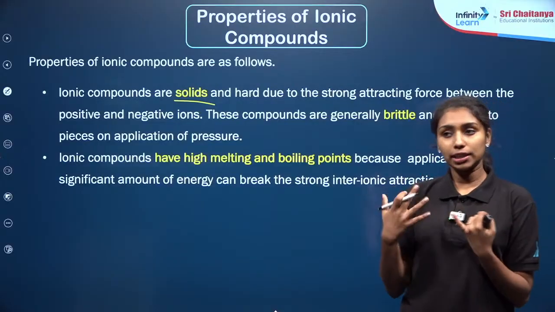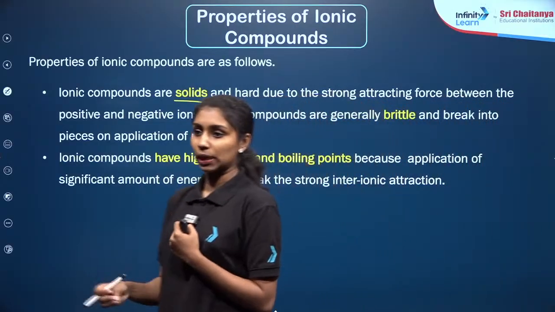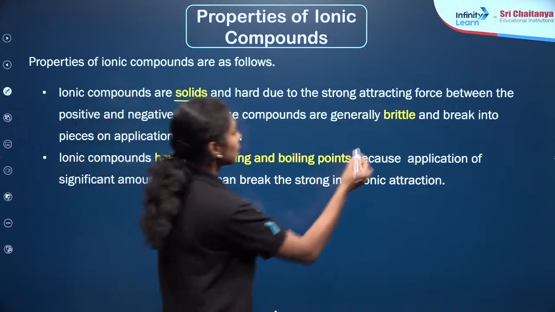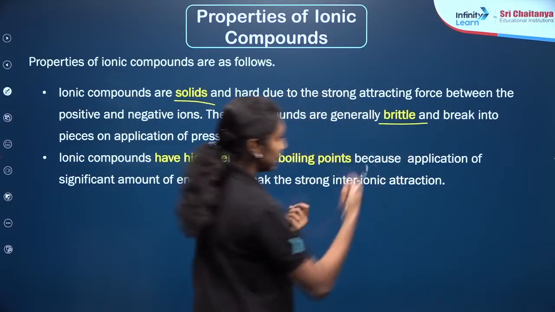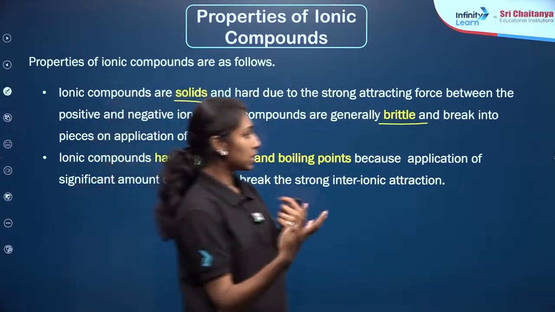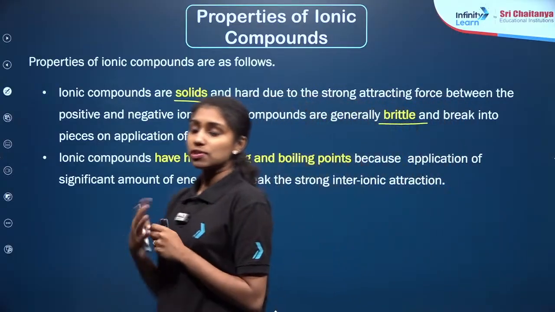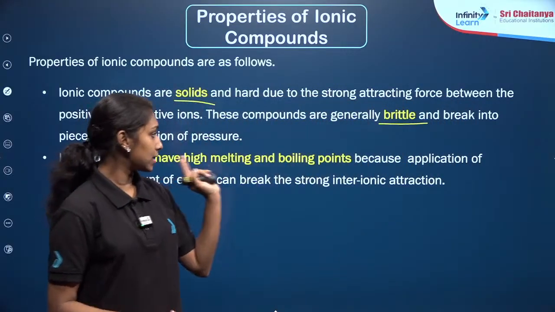This is due to the strong attractive force between the metals and non-metals. Then, what is their nature? They are brittle. If you apply any pressure over it, it will easily break down. That is the brittleness of the compound. So, in the case of ionic compounds, they are brittle in nature.